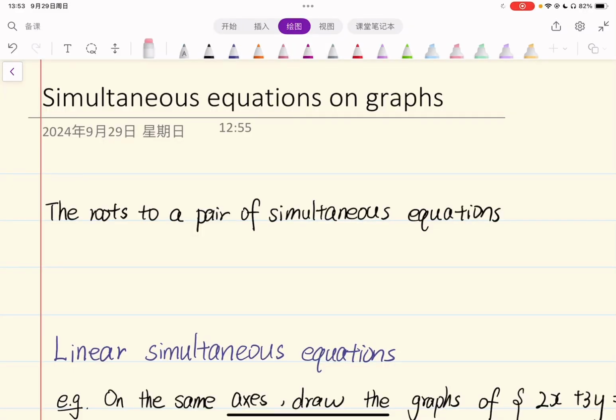Hello everyone, in this video we are going to learn about simultaneous equations on graphs. In the previous video we learned how to solve a pair of simultaneous equations, both linear and quadratic. What do the roots of a pair of simultaneous equations represent in geometry? That is the points of intersection of their graphs.